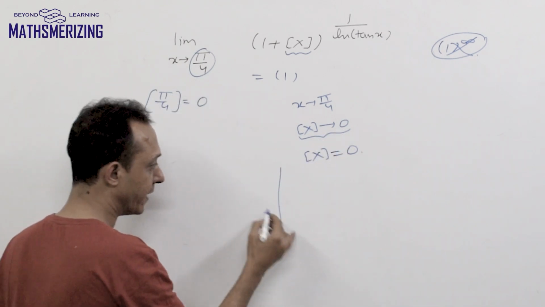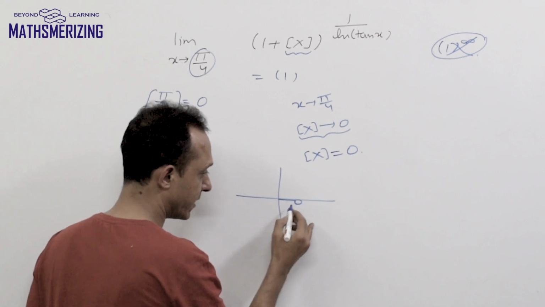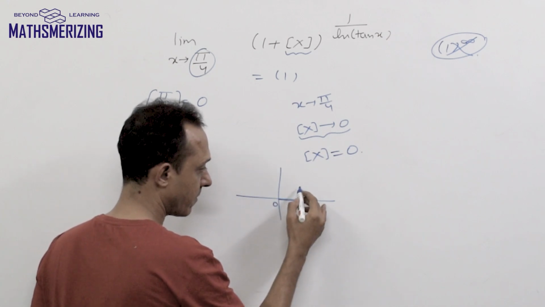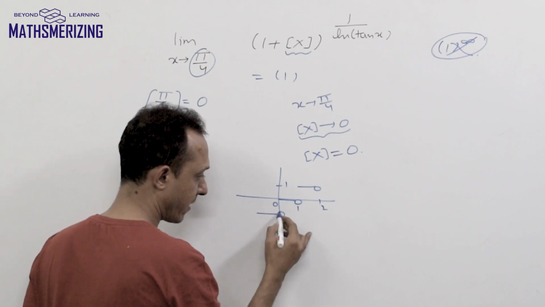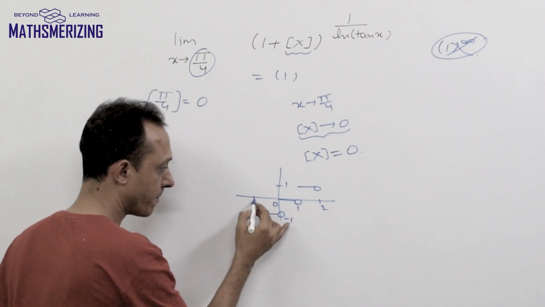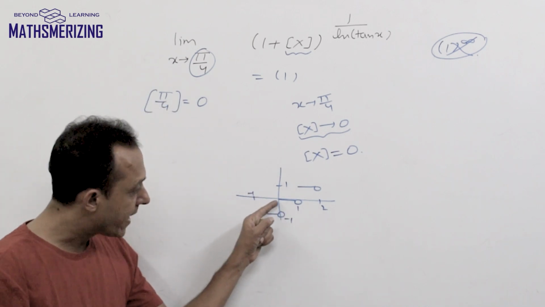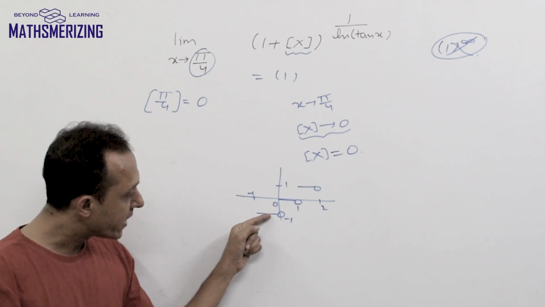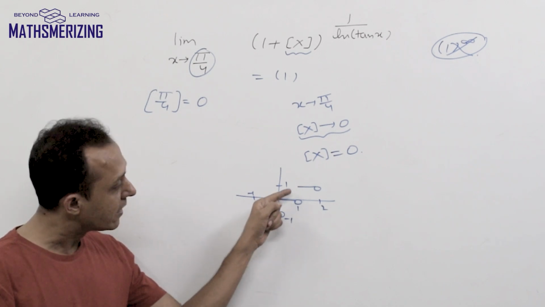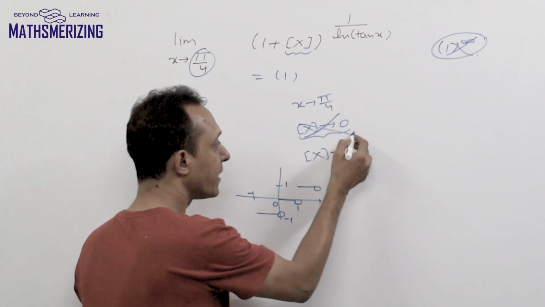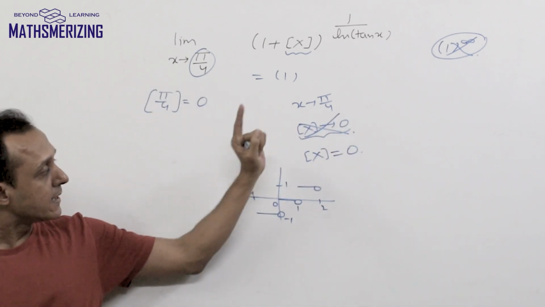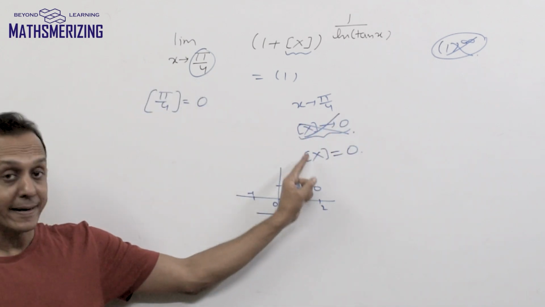If you look at the graph of the greatest integer function of x, it is 0, and then 1, and then minus 1. So it cannot approach 0. From minus 1, it will directly go to 0, and from 0, it will directly go to 1. So the greatest integer function of x cannot take a limiting value. It will always take an exact value.